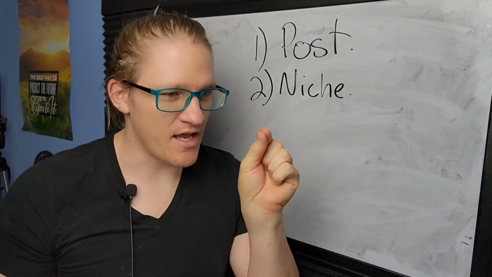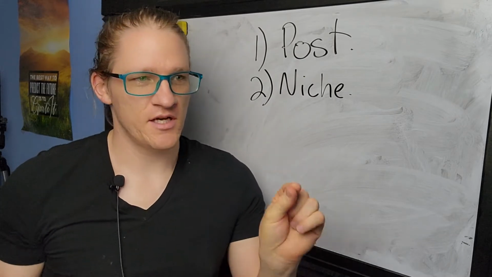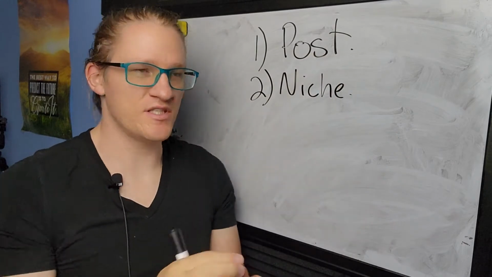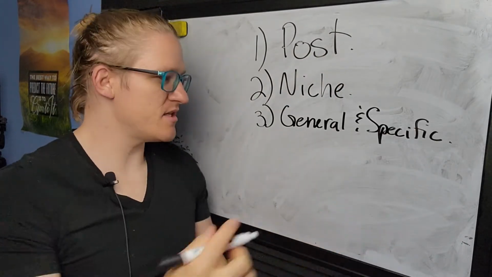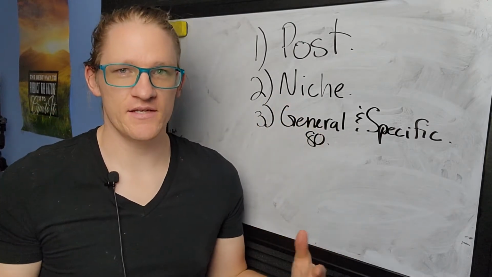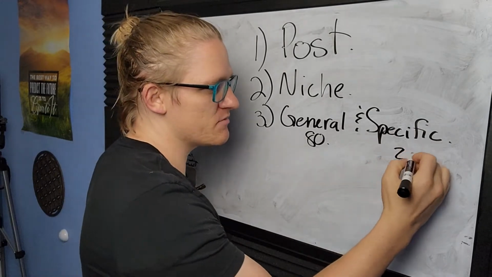You don't have to be saying, hey, I'm just going to be focusing on network marketing, or I'm just going to be focusing on supplements. You want to think general and then also specific. So around 80% of the time, you're going to be making very general content. It's not going to be very specific about anything. And then 20% of the time, you're going to make something specific.